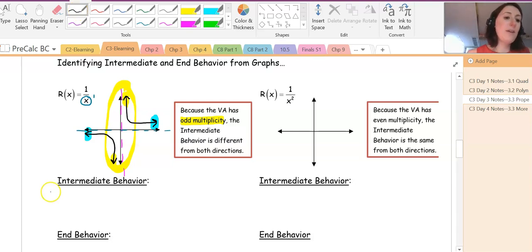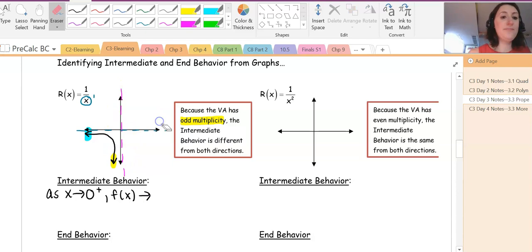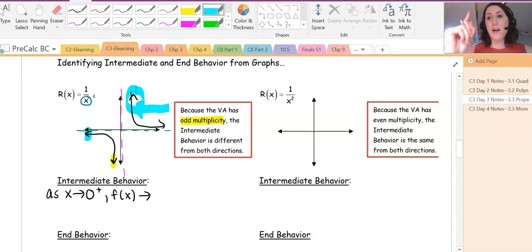We would write it like this. As x approaches, the vertical asymptote is at 0, and we're going to say from the right by putting a little plus sign, f of x approaches. Okay, and now here's how you know. Oh, I just erased the graph. You're coming from the right, and your graph is going up. So that means we're approaching infinity.